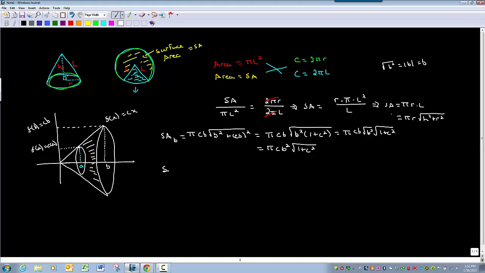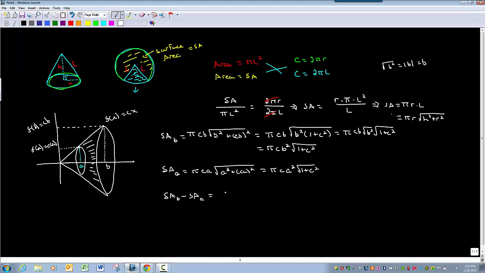Now, the surface area of the top cone is going to be pi times, and the radius is going to be c times a, times the square root of h squared, which is a, so a squared plus c times a squared. If you want, pause the video and see if you can work down to this, but this is going to give me pi times c times a squared times the square root of 1 plus c squared. So the surface area of b minus the surface area of a is going to be equal to the following.